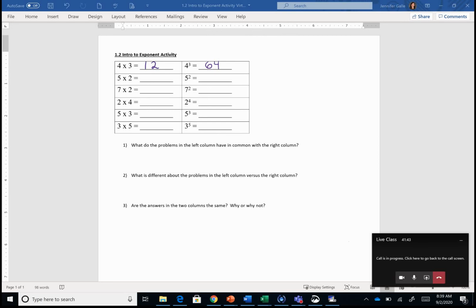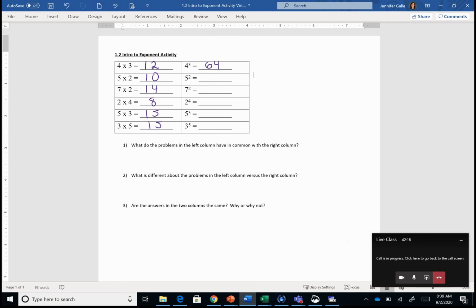So that first column, I'm going to look at that left column. The first one, 4 times 3 is 12. 5 times 2 would be 10. 7 times 2, 14. 2 times 4 is 8. 5 times 3 is 15. 3 times 5 is also 15. So double check your first column before you move on and answer those questions. I want to make sure that we've done our computation piece right in that table.